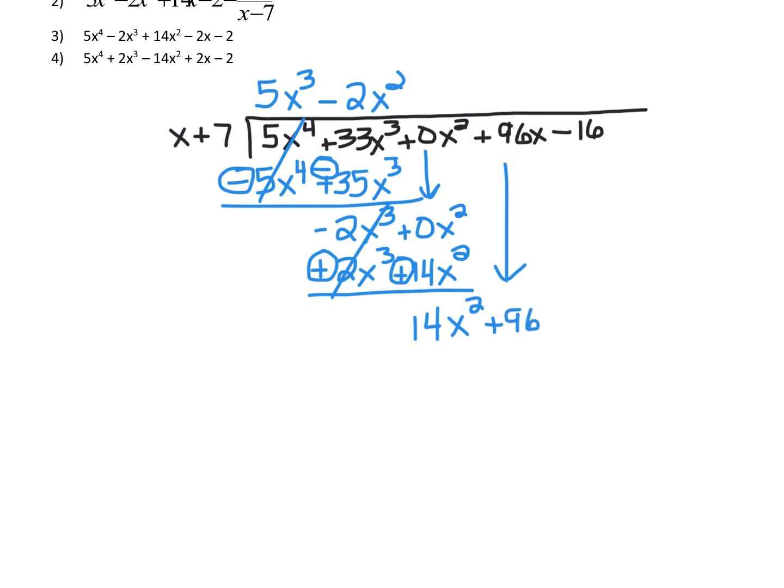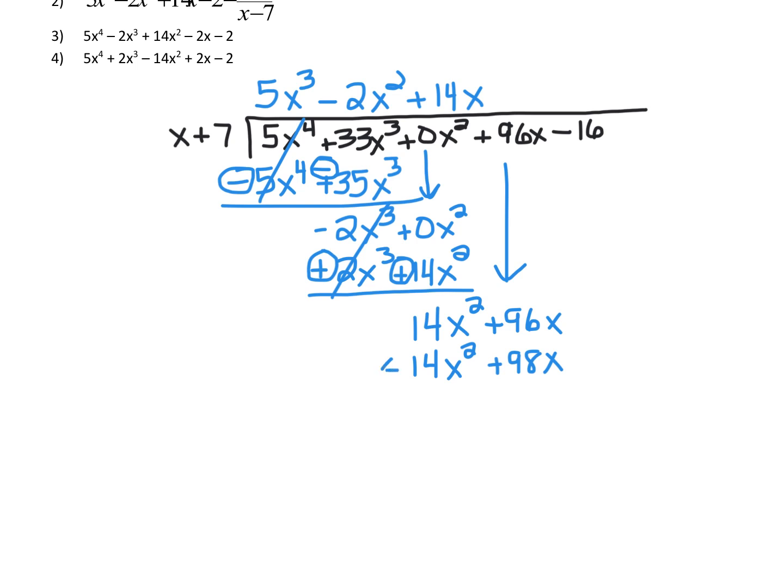All right, we got to just keep going, right? Keep repeating this process. So you say to yourself, what do I multiply x by to give me 14x squared? So 14x. So I'm going to put a positive 14x. And don't forget your signs, right? Don't just write 14x. You have to have a plus sign here. Okay, so then when we distribute, 14x times x would be 14x squared. And then 14x times 7 would be 98x. So plus 98x.